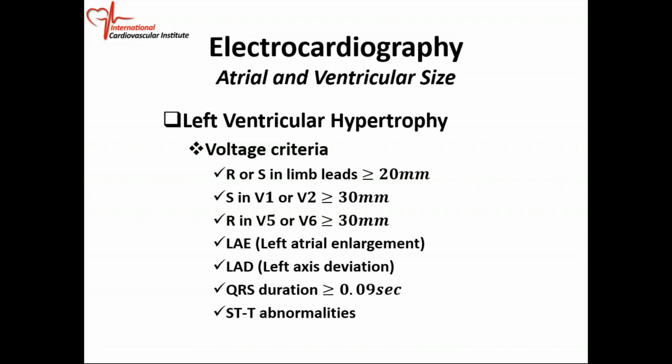So you can look in the Estes criteria, but in essence, if you have big R or S waves in your limb leads, greater than or equal to 20 millimeters, if you look in V1 and V2 and you have a deep S wave, greater than or equal to 30, and you look in V5 and V6, if you have big R waves, greater than or equal to 30 millimeters, also supporting evidence is your left atrial enlargement, left axis deviation, QRS duration, that's the width of the QRS, if it's greater than or equal to 0.09 seconds, or if you have ST-T abnormalities.